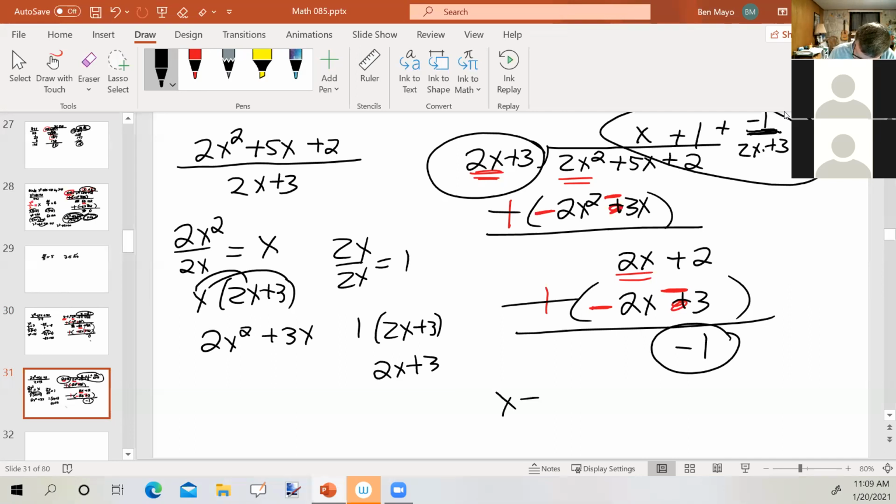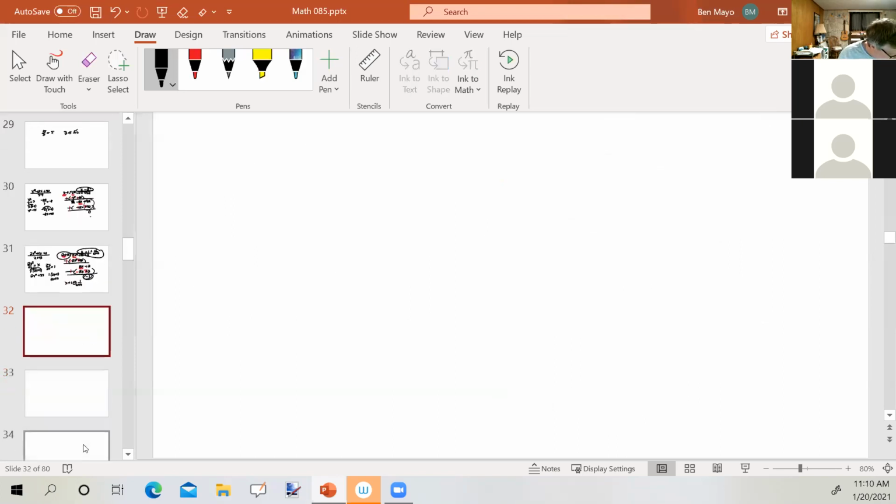Some authors would write it this way. If it's a negative, they'll put a subtraction sign out here. This particular author for this textbook always writes plus the remainder. So if this is a positive 1, you just write plus 1 over 2x plus 3. If it's a negative 1, you'd write plus negative 1 over 2x plus 3. Okay. Let's do another one. But before we do, any questions about that? No, thank you.